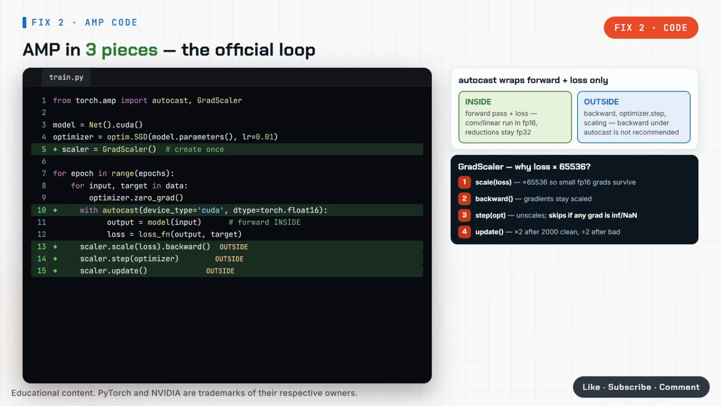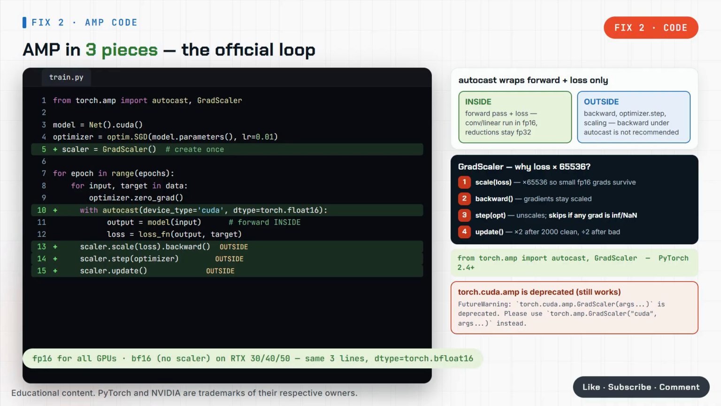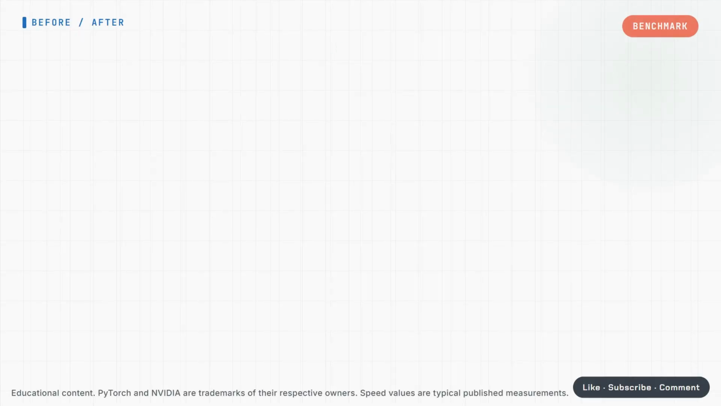The scaler multiplies the loss by 65,536. So small gradients survive, and it skips the step if any gradient becomes infinite. Since PyTorch 2.4, torch.cuda.amp is deprecated. What does it buy you?